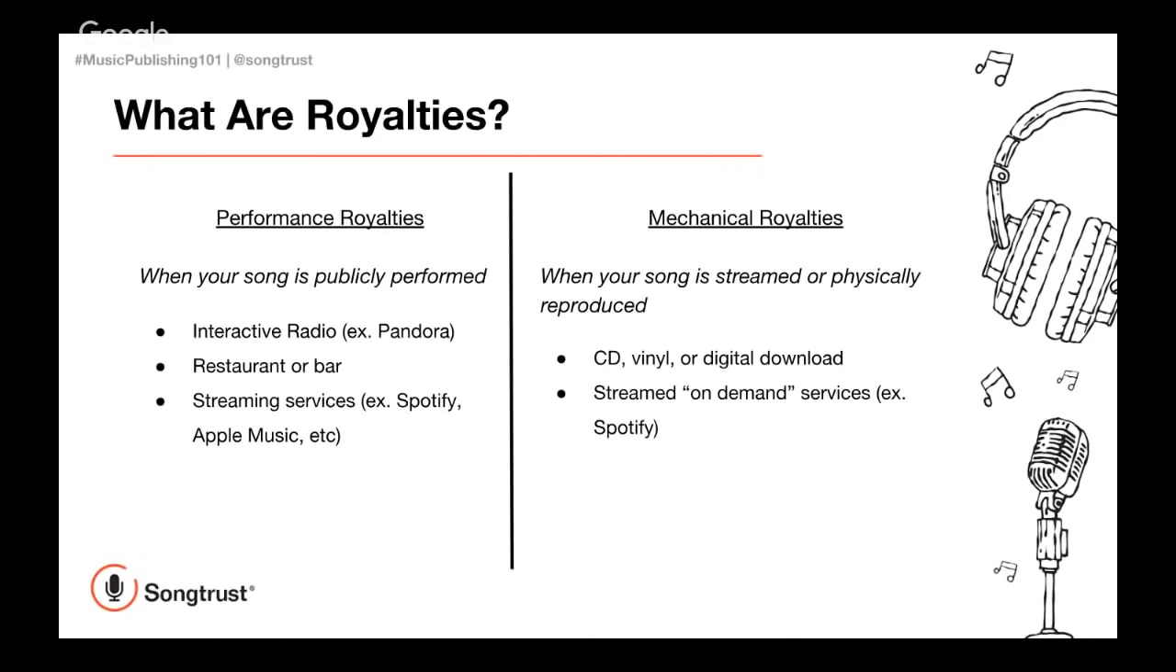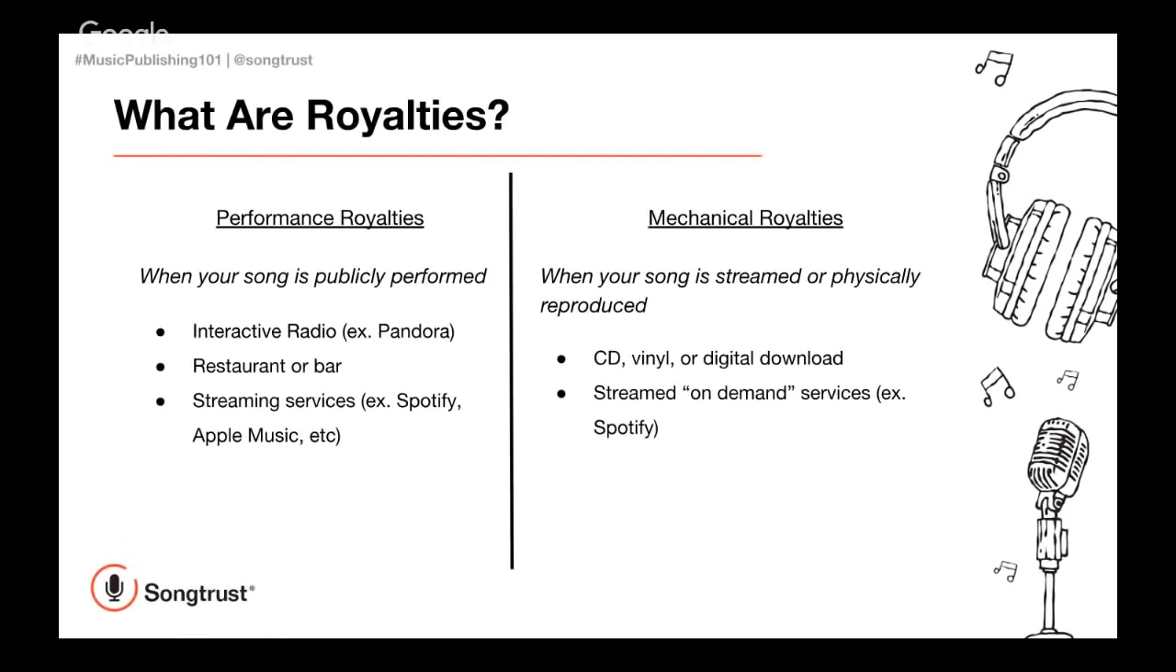Mechanical royalties, on the other hand, are generated from sales, so physical sales, CD and vinyl, or digital downloads. And there's also mechanical royalty generated from streaming. So streaming generates both mechanical and performance royalties for the composition alone. That's separate from the royalties generated by the master recording.